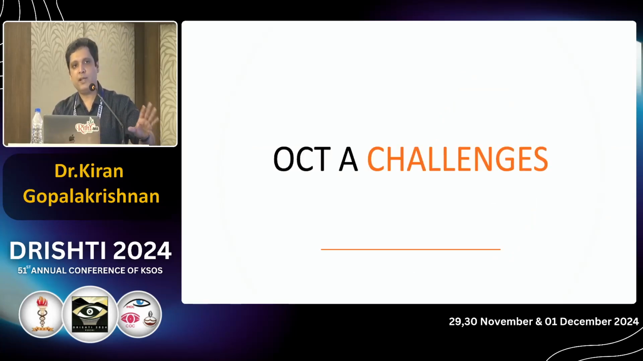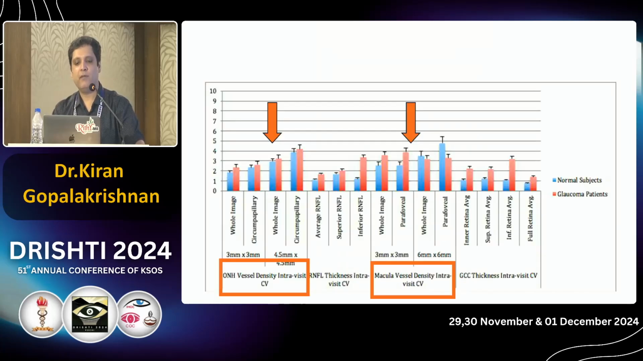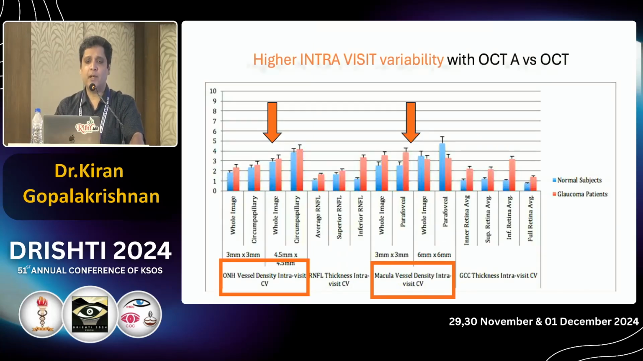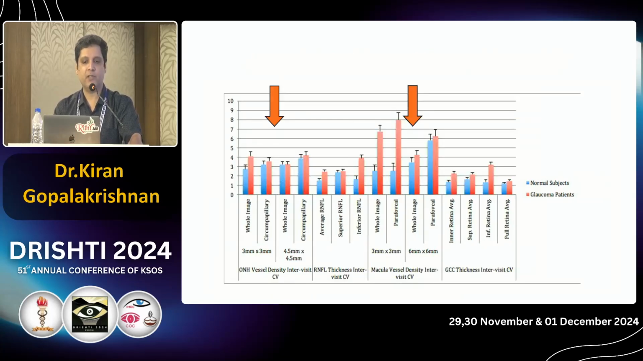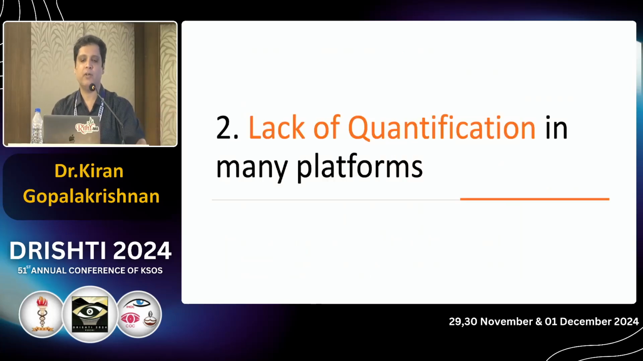What are the various challenges we have with OCTA in glaucoma? One is the lower repeatability and reproducibility compared to OCT. OCTA takes more time to acquire images and you have greater chance of artifacts, and therefore this study which looked at the intra-visit variability itself, you can see the higher bars with the OCTA compared to OCT showing a higher intra-visit variability. Inter-visit variability is also much higher with the current OCTA platforms compared to OCT. That might explain some of the reasons why you get contradictory results.